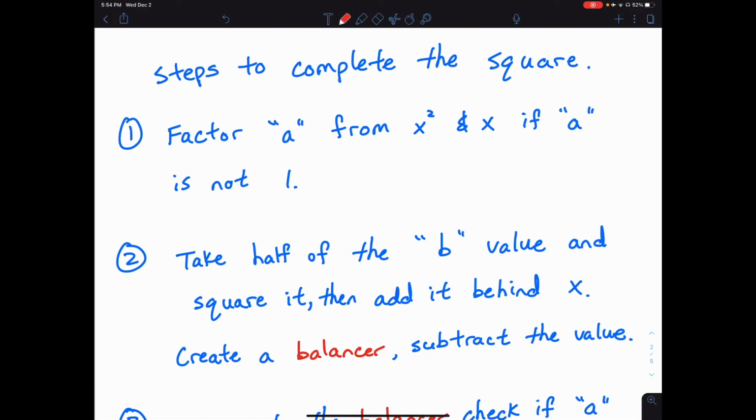So step number one, factor the a value from the x squared and x term if the a value is not 1. If the a value is 1, then you don't need to worry about this first step. You can just go into step number 2.